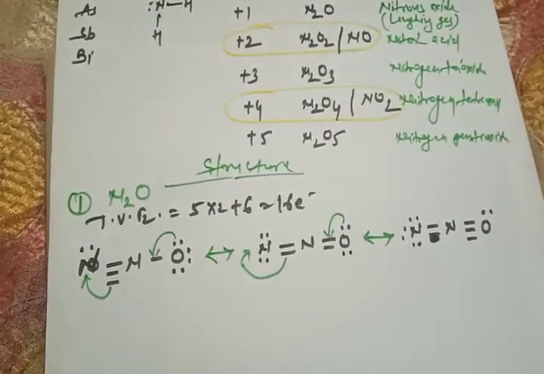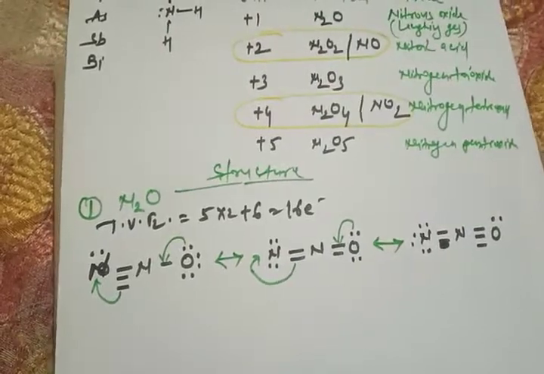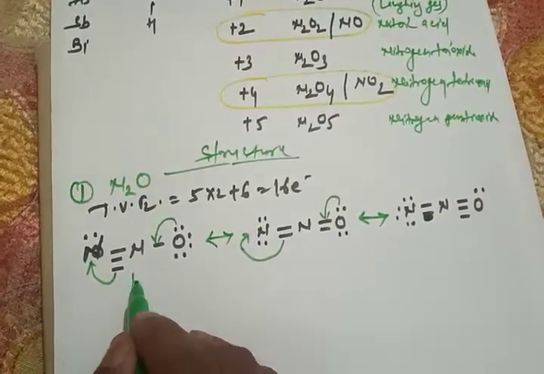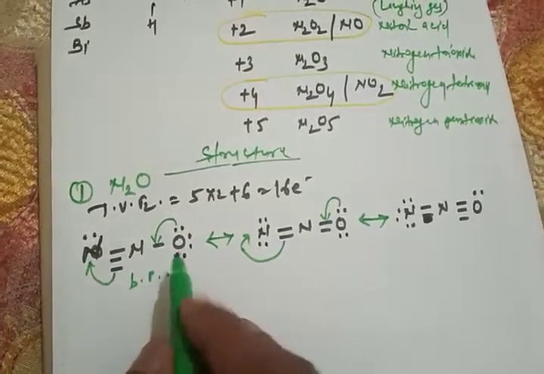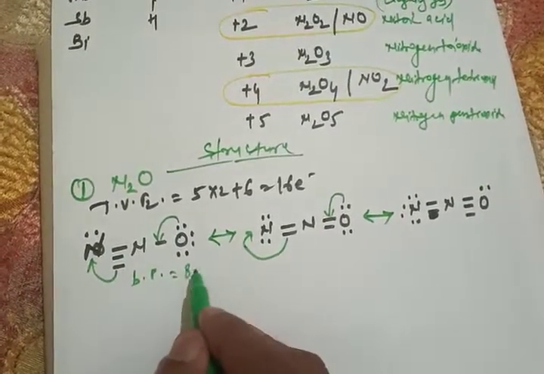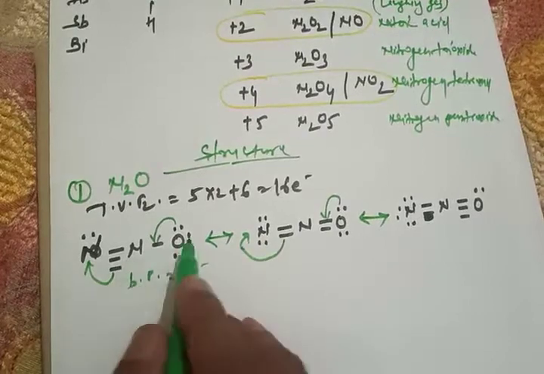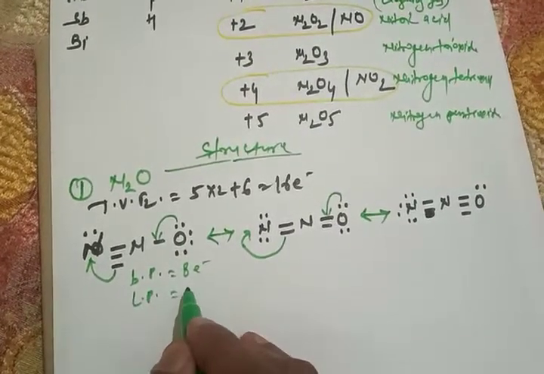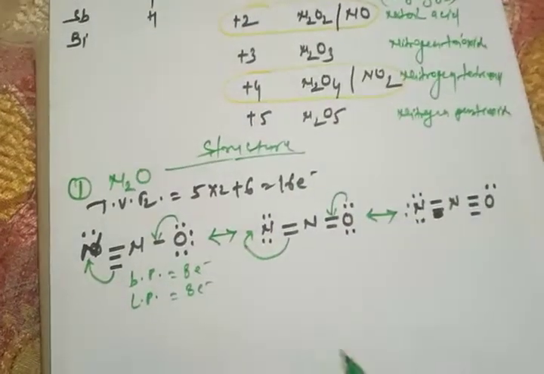So these are the probable resonating structures of N2O. If you count the bond pairs and lone pairs in every case, you will get the same result. Bond pairs: 3 and 4 means a total of 8 electrons. Lone pairs: we have 1, 2, 3, 4, which means a total of 8 electrons. So the total electrons will be 16.